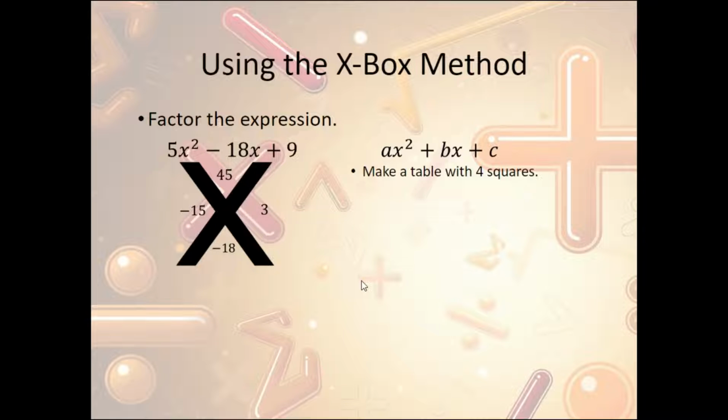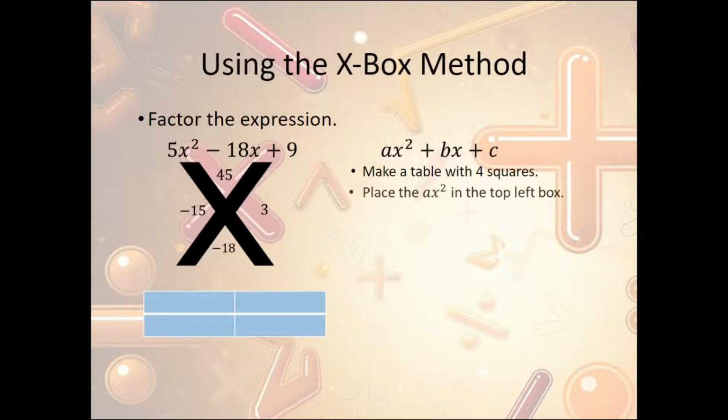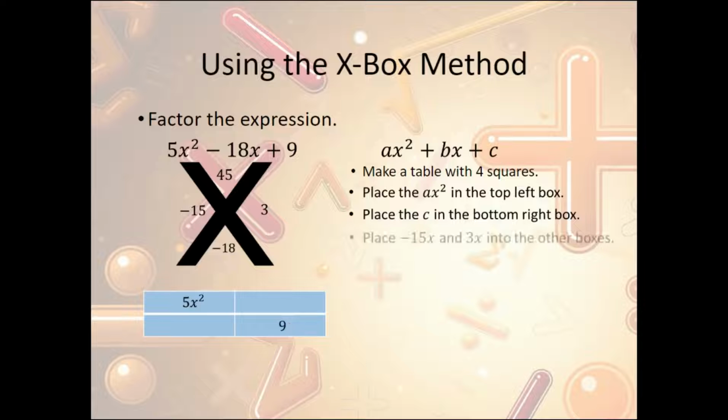Now we're going to do the box part. So that's the x part. Now we're going to do the box part. So we're going to make a table with 4 squares, just like this. And we're going to place ax squared in the top left box. So that's 5x squared. So that goes here in the top left. Then in the bottom right, we're going to put c, which is 9. So that goes there. Now we're going to place -15x and 3x into each one of the boxes. And it doesn't matter which one you place it in. So we'll put -15x there and 3x here.